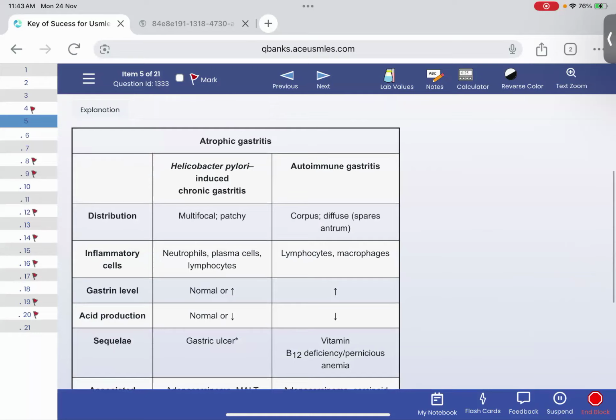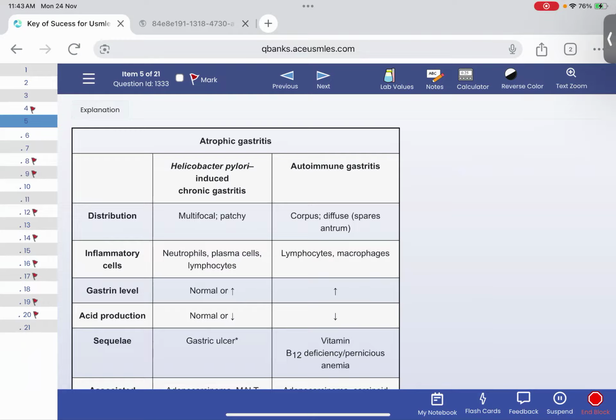So, atrophic gastritis, there are two types, right? One is H. pylori induced and one is autoimmune. H. pylori will be multifocal and patchy. It will spread throughout the stomach, in the antrum as well as in the body, etc.